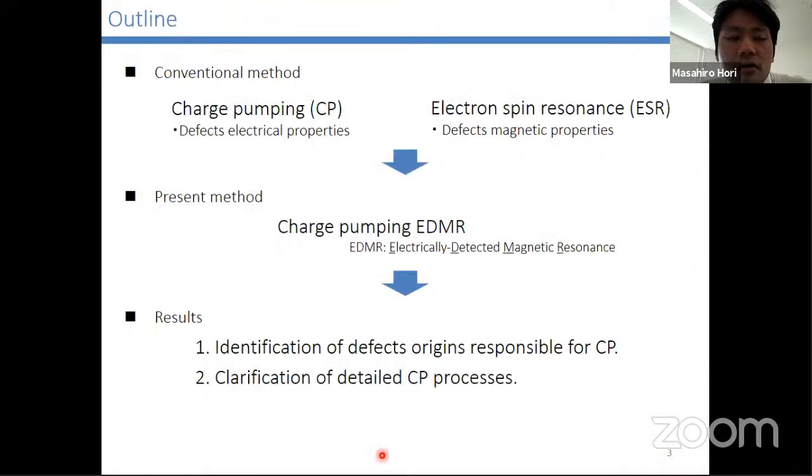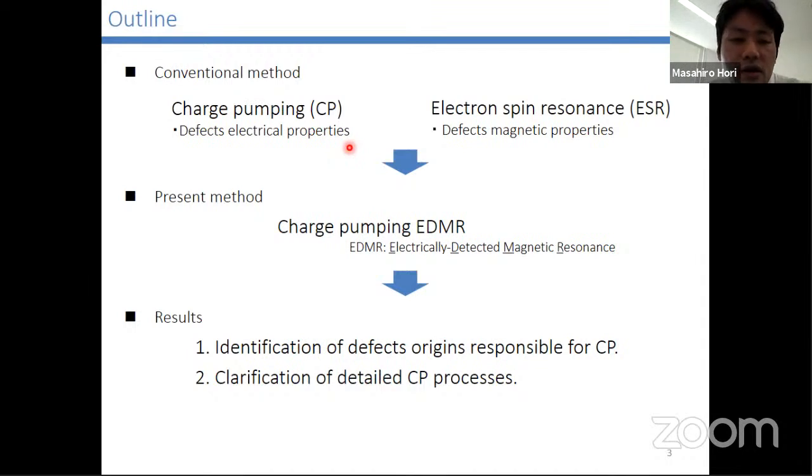So far, several defect evaluation methods have been proposed. One of them is the charge pumping method. As I will introduce later, charge pumping is a widely used method for analyzing defect electrical properties. However, there are some problems.